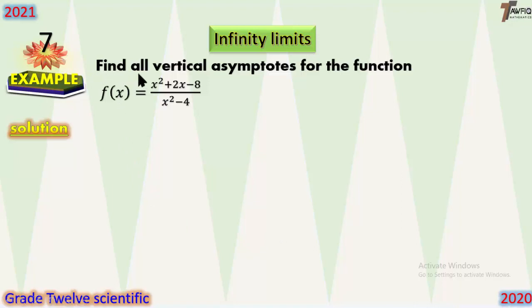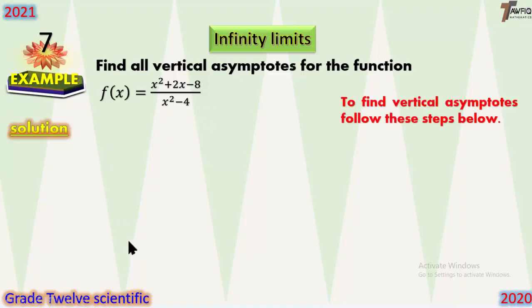Example number 7. Find all vertical asymptotes for the function f of x equals x squared plus 2x minus 8 over x squared minus 4. Before we set the denominator equal to 0, we must factor the numerator and denominator. In these functions, to find the vertical asymptote, follow these steps. Step number 1, simplify the function by factoring and cancelling common factors.